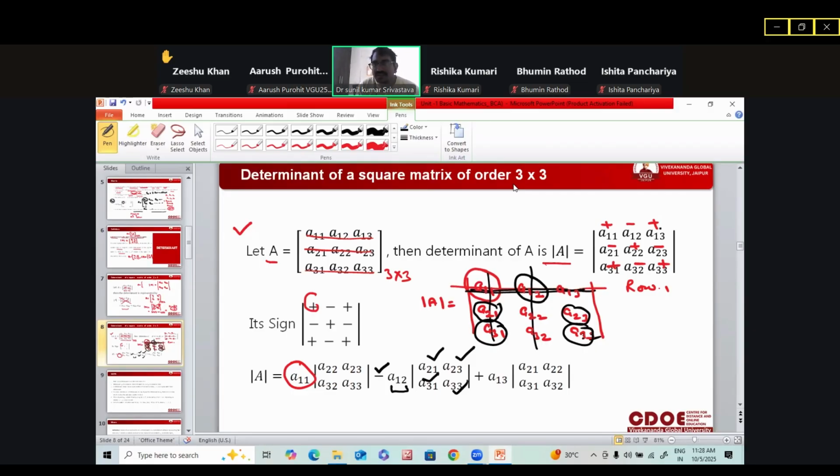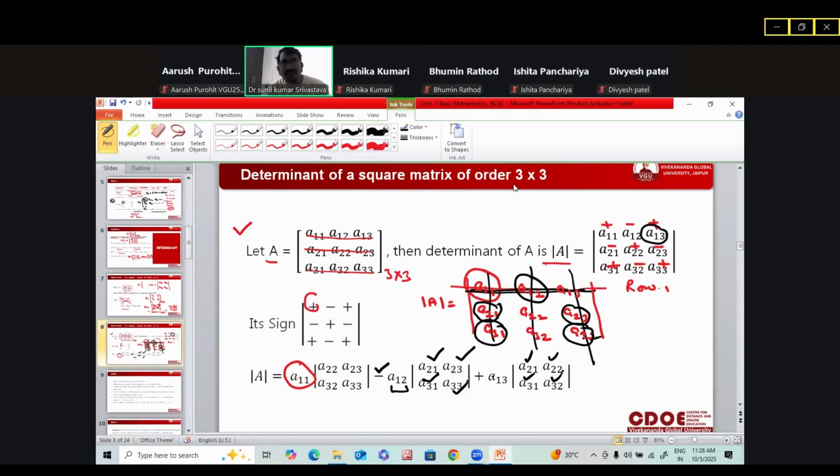Third step is A13 here. We write A13, and its sign is also plus. We have taken the plus. And same, we see in which row and column this element lies. It lies in the third column, and in the first row. So the remaining elements are A21, A22, A31 and A32. After that, we just open this 2 by 2 determinant, as we discussed earlier, and you can find out the value of any 3 by 3 order determinant.